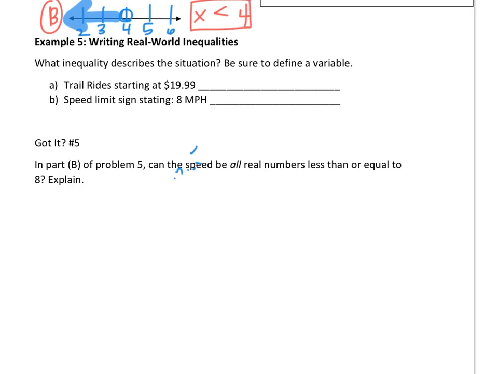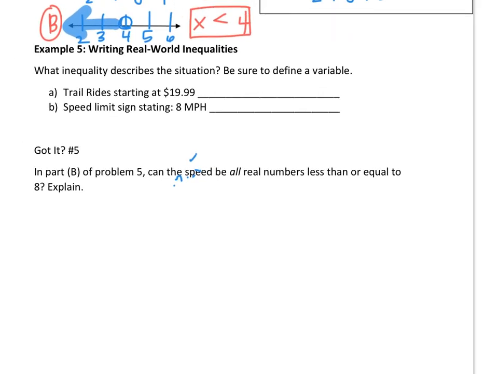Example 5, we're going to write real-world inequalities for these real-world situations. Be sure to define a variable, it says. So trail rides starting at $19.99. So the cost of your trail ride is going to be greater than or equal to $19.99 because that's where it starts. It could equal $19.99, so you make sure you put a line under it. B, speed limit signs stating 8 miles per hour. Your speed has to be less than or equal to the speed limit, so speed is going to be less than or equal to 8.